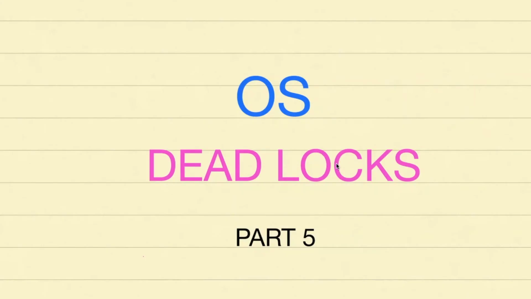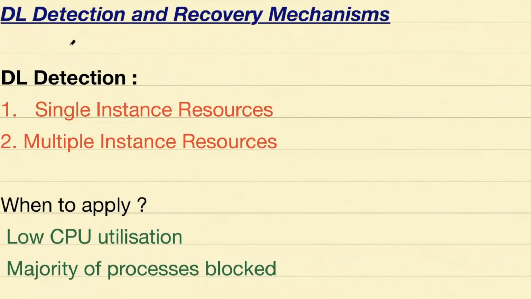OS Deadlocks Part 5. In this video, we are going to see deadlock detection and recovery mechanisms. Before moving on to this video, I recommend you to refer back all the 4 parts on deadlocks for better understanding. Let's move in. Here, we are going to detect whether a system is blocked in a deadlock or not. After detecting whether a system is in deadlock state, then we are going to see how to recover from that state.